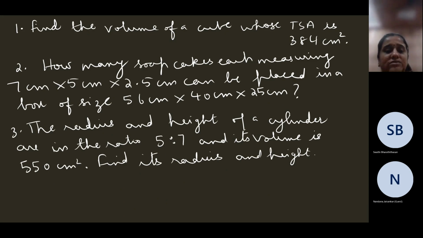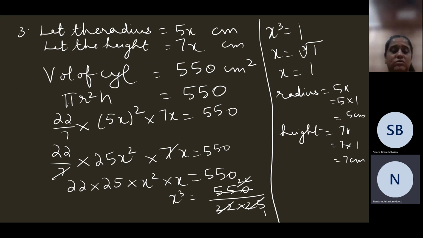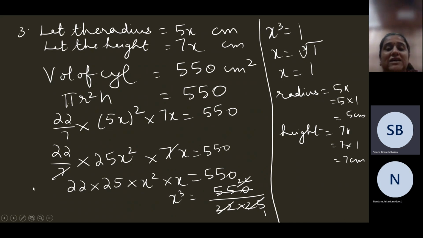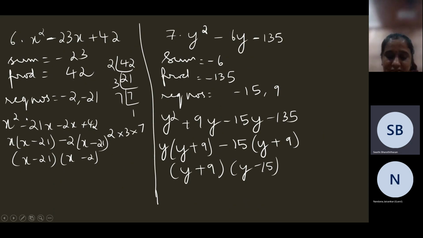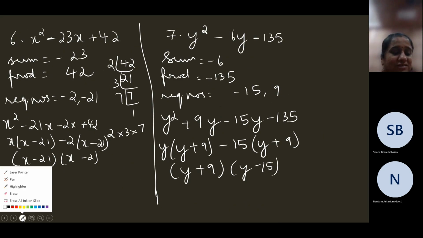The next one, the second one, is: how many soap cakes, whose dimensions are given, can be placed in a box of given size? Again, the dimensions are given. So you did it by L into B into H. First one, the area of the box by the area of one cake. Not area, it's not area. It's the volume of the soap.